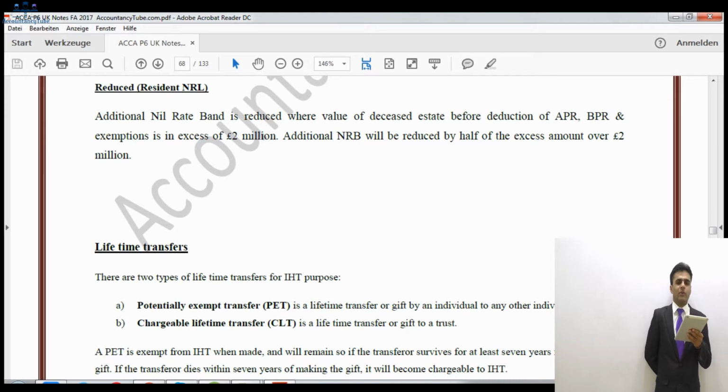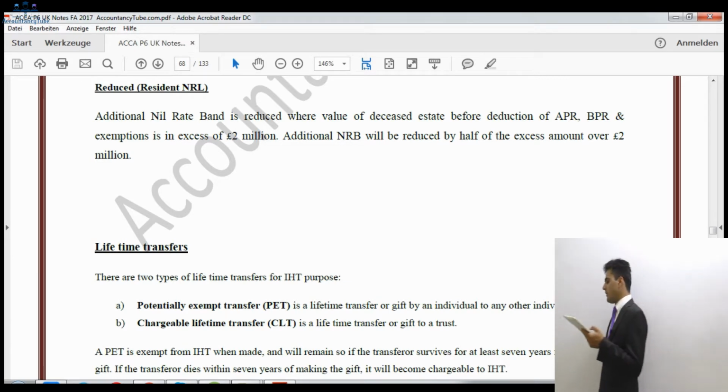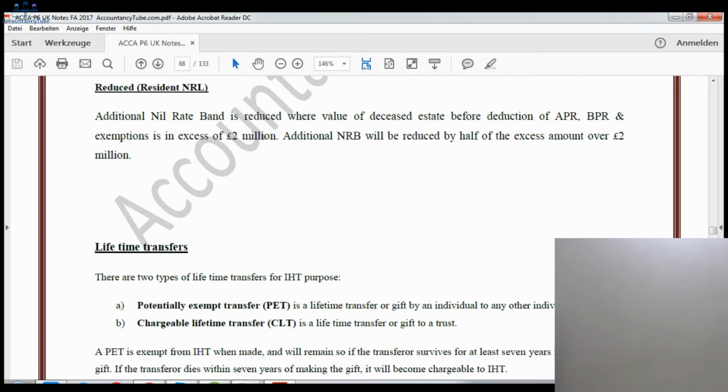How will it be reduced? It will be reduced in the exact same way as the personal allowance or the tapered annual allowance for pension purposes, right? So it says that it will be reduced by half of the excess over £2 million. So for every £2 in excess of £2 million, the residence nil rate band will be reduced by £1. Right. So after that, it says a lifetime transfer.